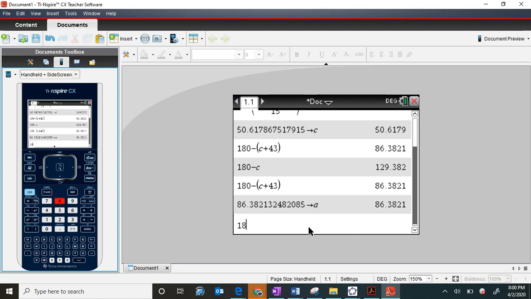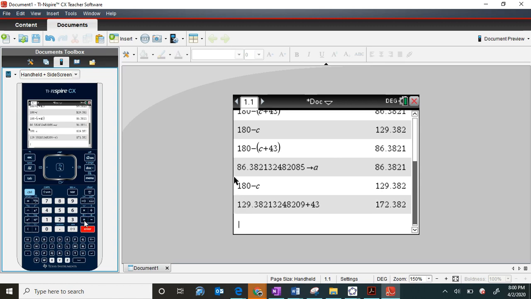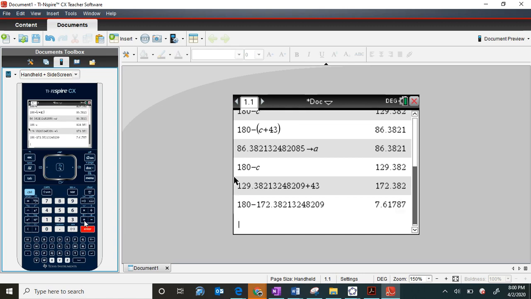And then I'm going to do that same thing again, 180 minus C. That's going to give me the 129. And then I am going to add that to the 43. And that's going to give me my other angle. So when I add those and subtract that from 180, that's going to give me my other angle. So that's what I found out.